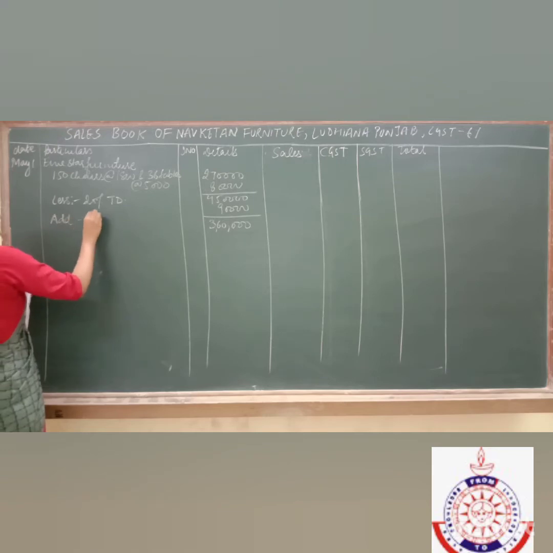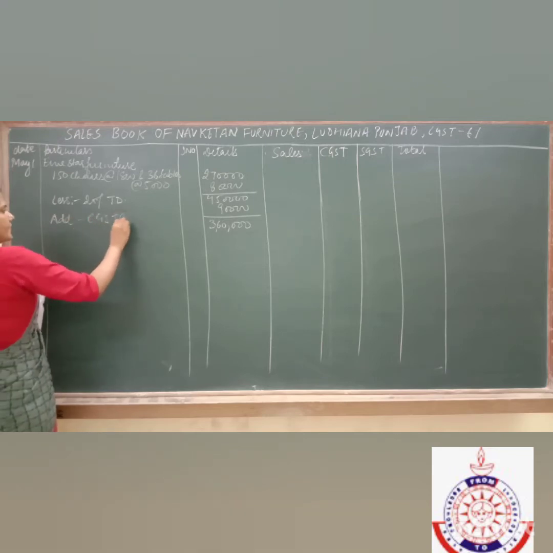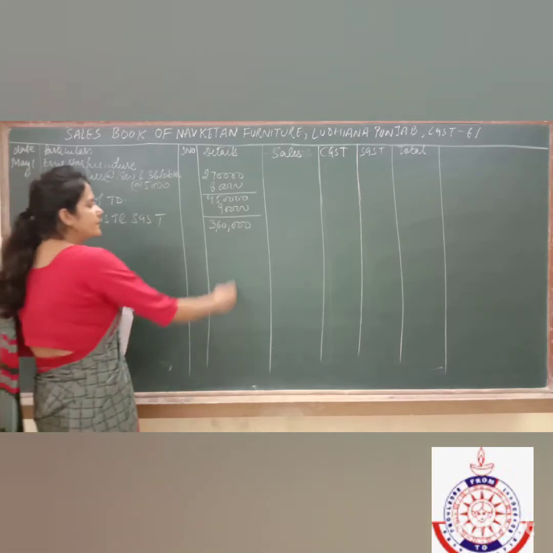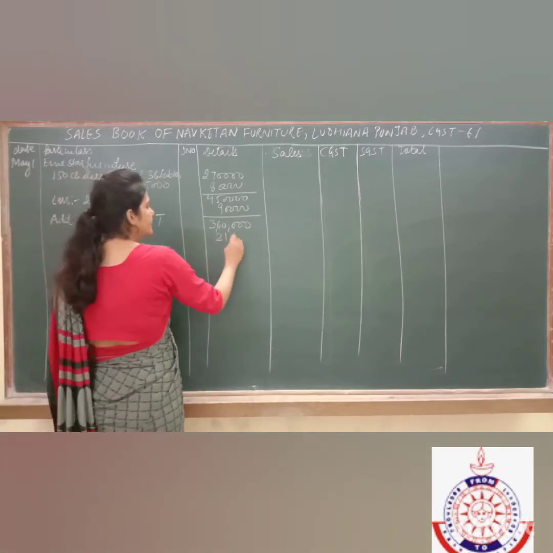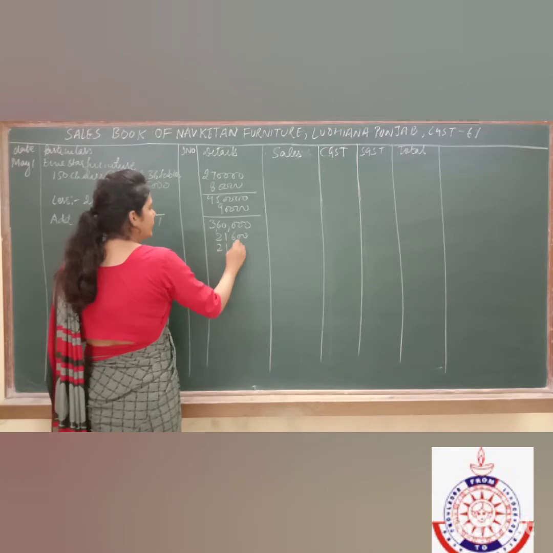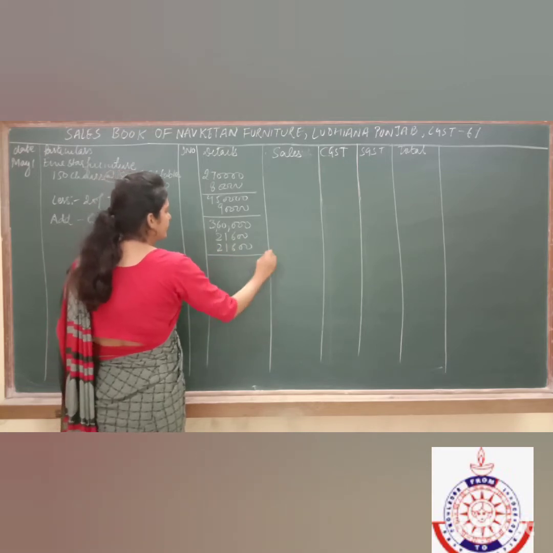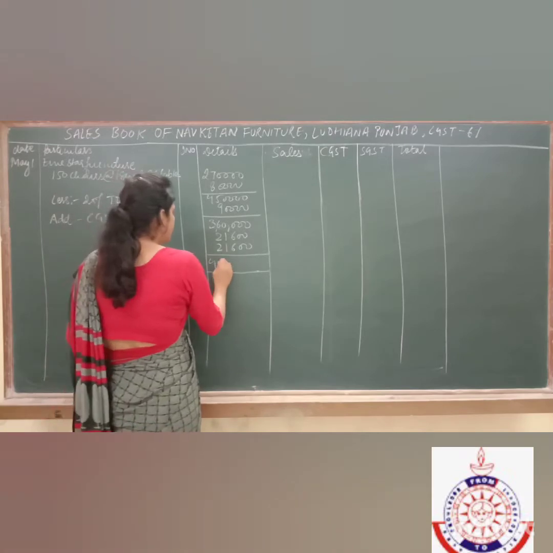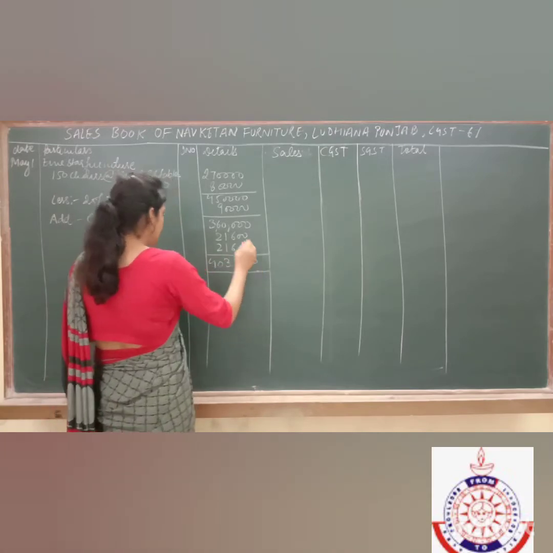CGST and SGST, 6% each. It means 6% of this, that is 21,600 and 21,600. Then write the total. It is 4,03,200.